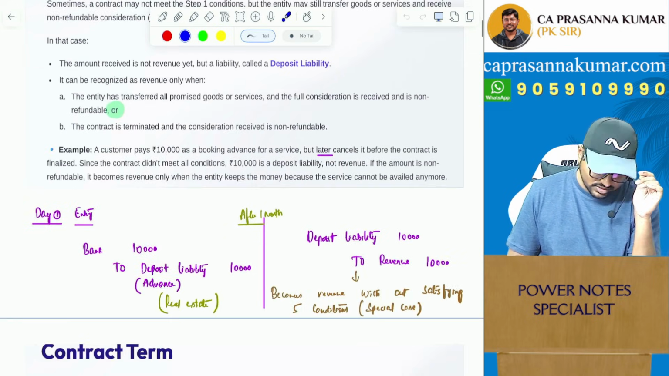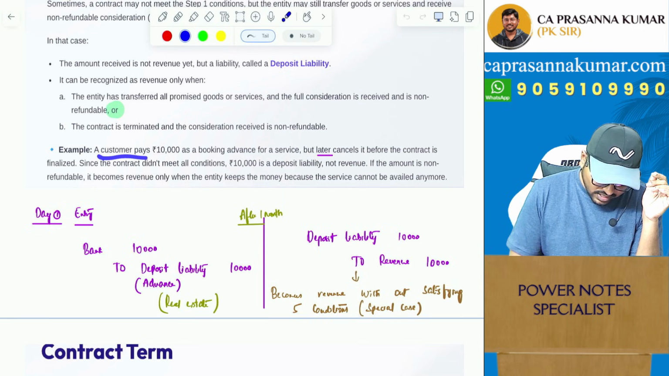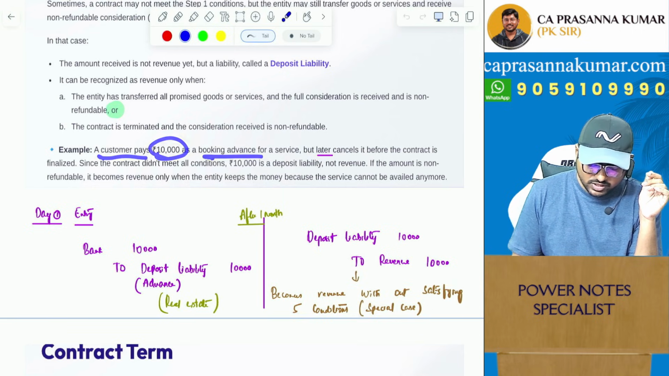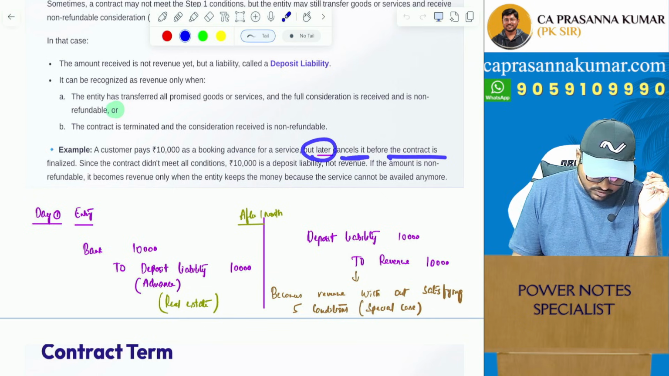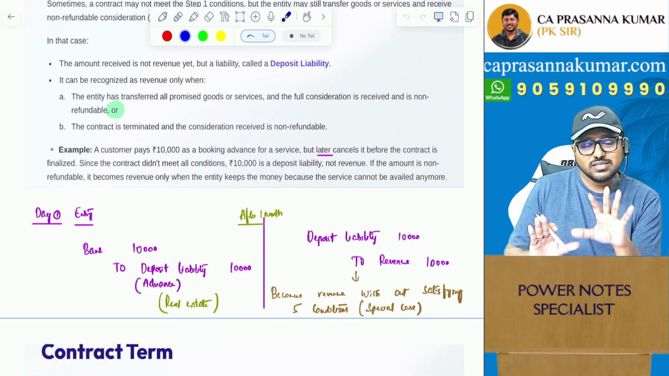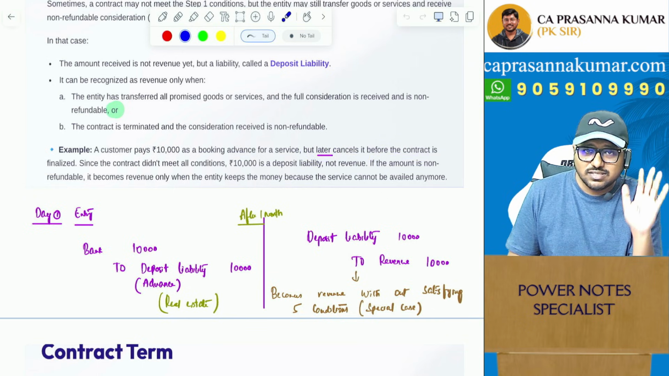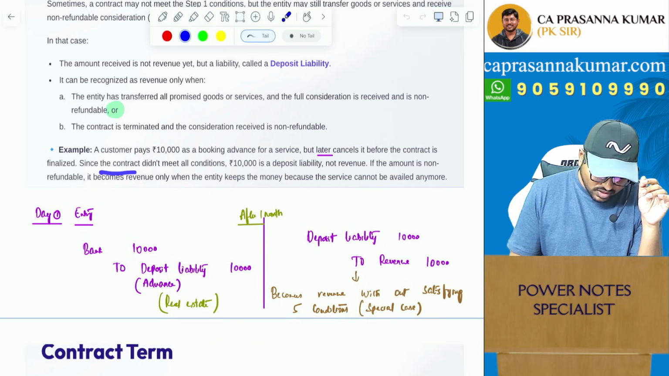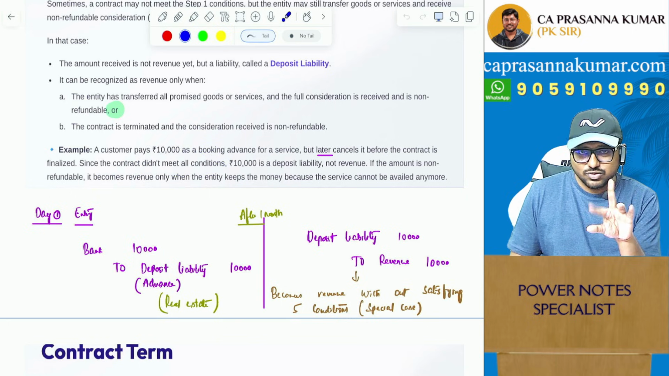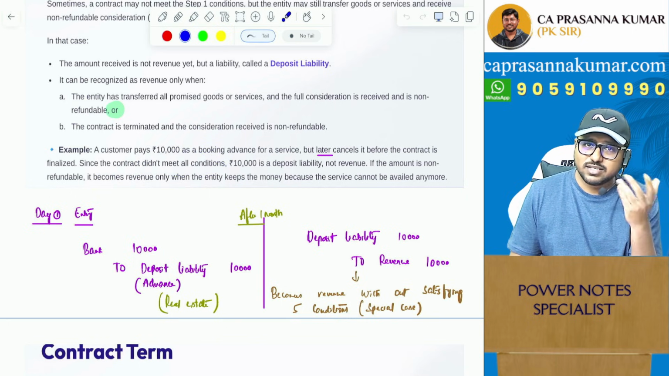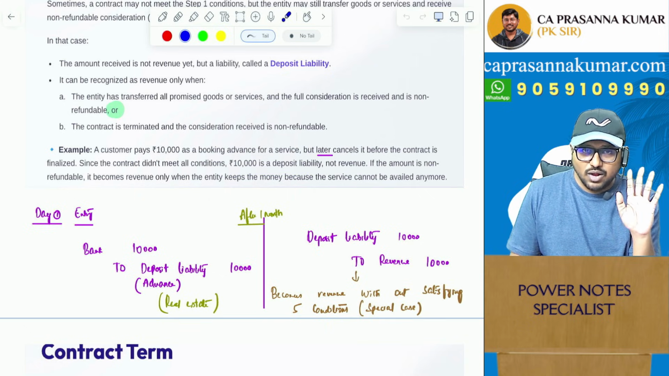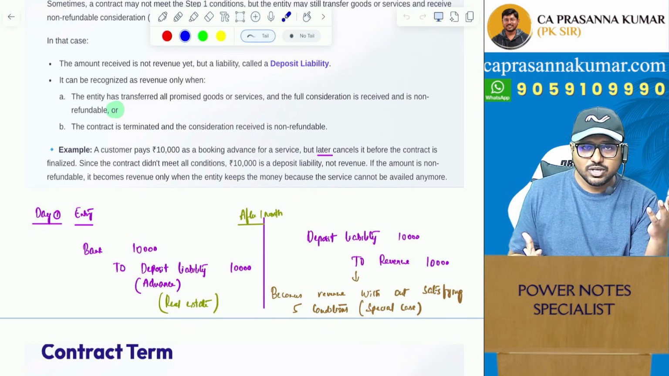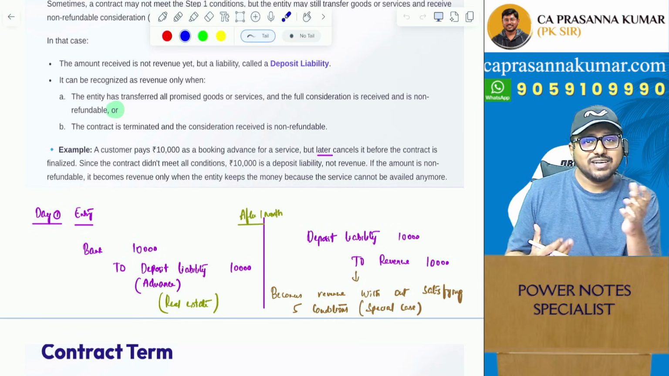Sir, what do you mean by that? Let us look at the example. A customer pays 10,000 as booking advance for a service, but later cancels it before the contract is finalized. So the contract itself is not finalized, but cancellation has been done. Since the contract did not meet all the conditions, because there is no valid contract between the customer and the entity, step 1 is not satisfied. But you have received 10,000. Now, how should I treat this 10,000? Should I treat it as a revenue or as a liability?